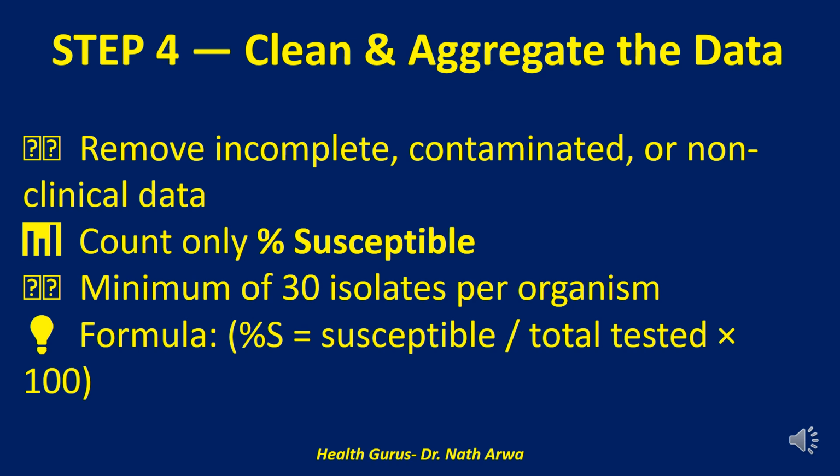Finally, let's talk math, but don't worry, this part's easy. To calculate percent susceptibility, just use this simple formula. The formula is as follows. Percentage susceptible is equal to number of susceptible isolates divided by the total number of isolates tested, all multiplied by 100. For example, if you tested 100 isolates of Escherichia coli, and 82 were susceptible to ciprofloxacin, your percentage susceptible is 82%. Clean, simple, powerful.